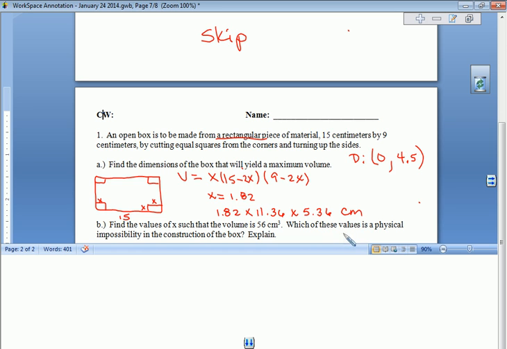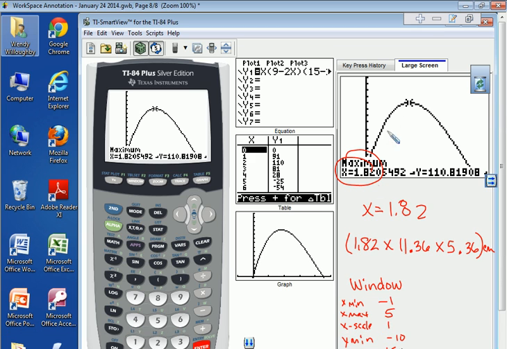Yeah, the maximum. Okay, let's go back and talk about it. What this represents is volume, the y-axis. The x-axis represents our x values for what we're going to cut out of that box. So, to get the biggest volume out of this rectangular sheet of cardboard, we should cut out 1.82 centimeter squares from each corner and fold it. That gives us the largest possible volume.